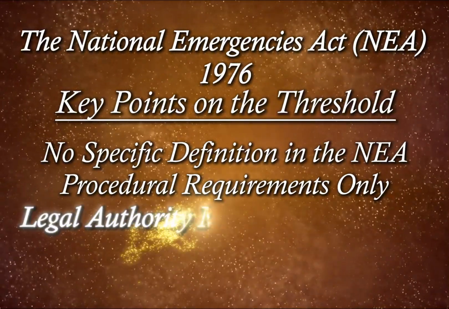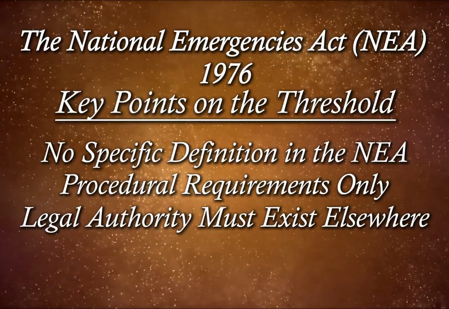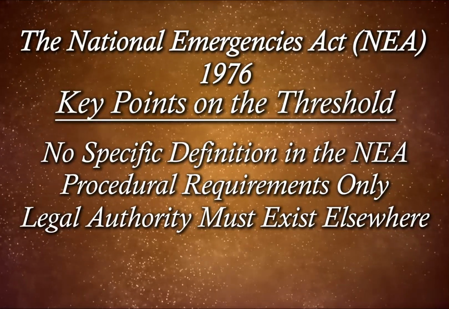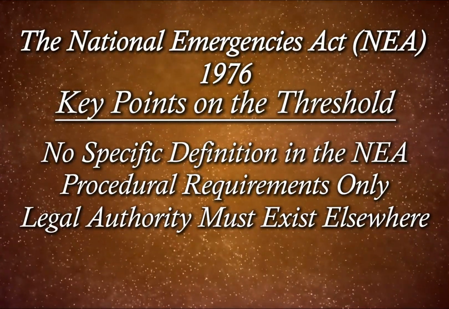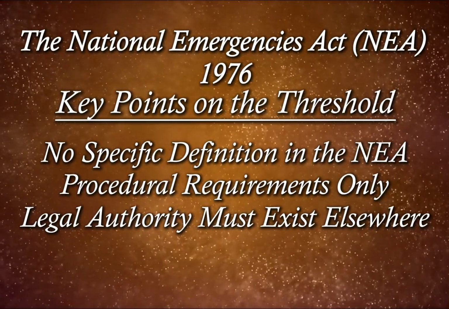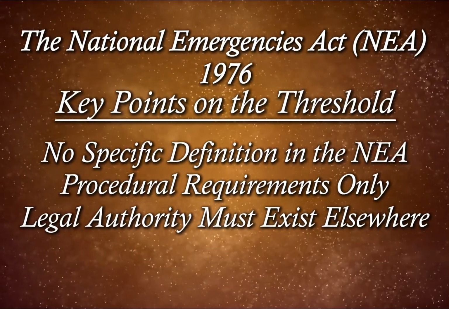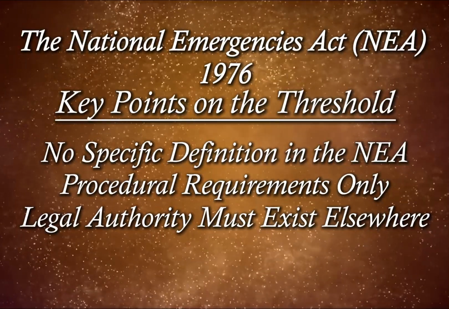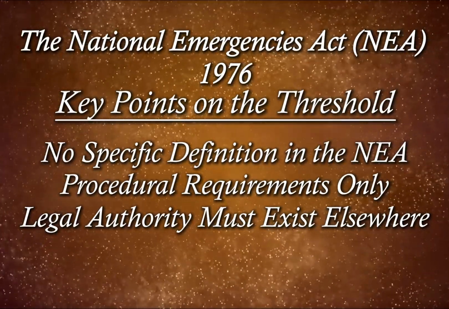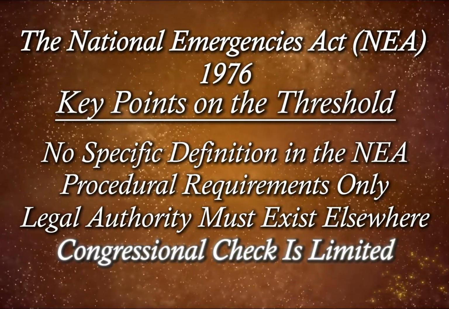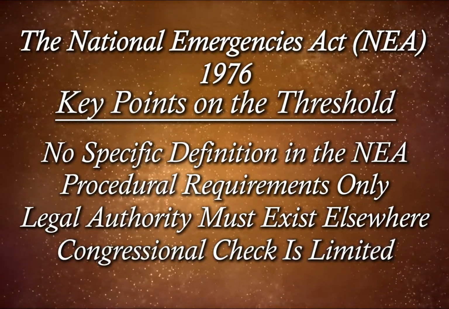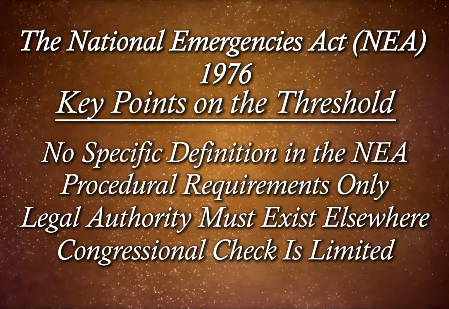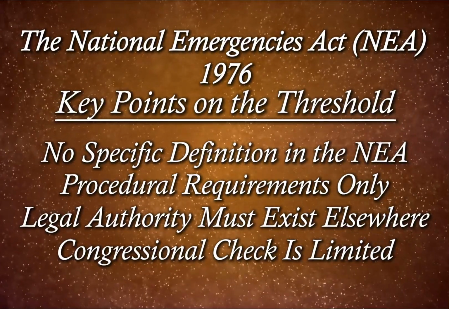3. Legal authority must exist elsewhere. The NEA itself does not grant emergency powers. It activates existing statutory powers contained in other federal laws. More than 120 such laws are currently tied to emergencies. The President must cite the specific statutes that authorize the actions he or she plans to take. 4. Congressional check is limited. Congress can attempt to terminate an emergency through a joint resolution, but it is subject to a presidential veto, meaning a 2/3 majority in both chambers is required to override it.